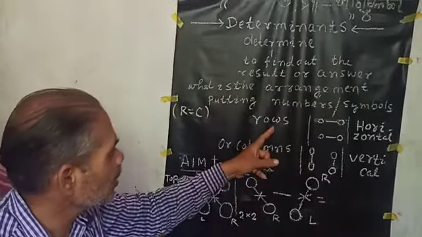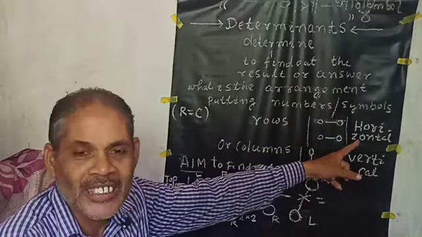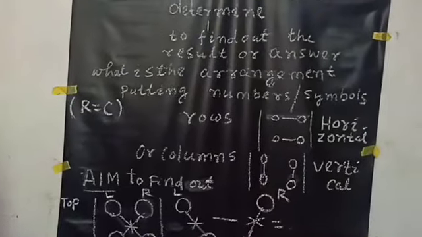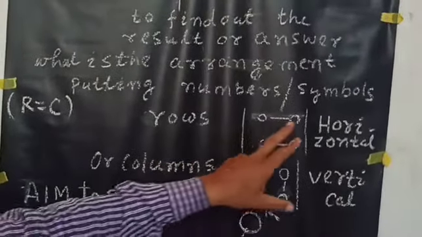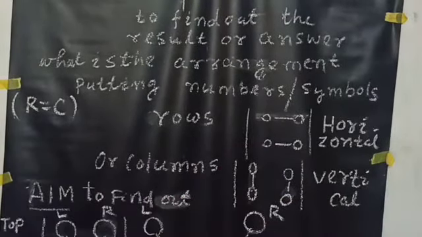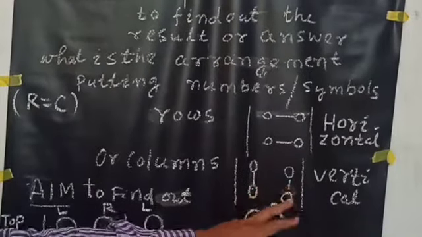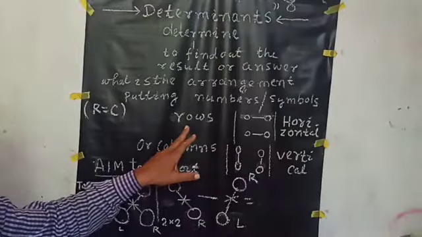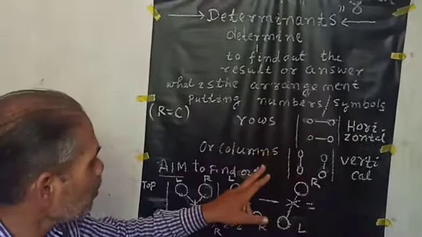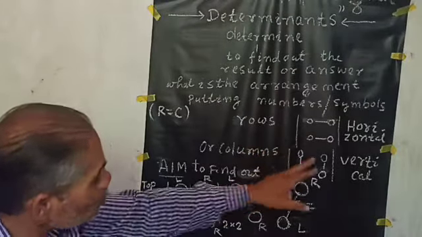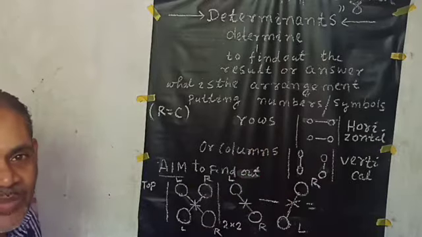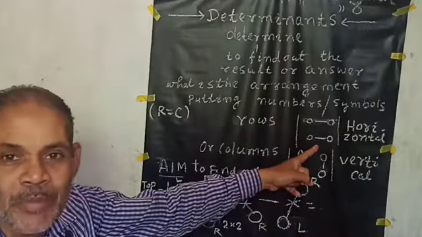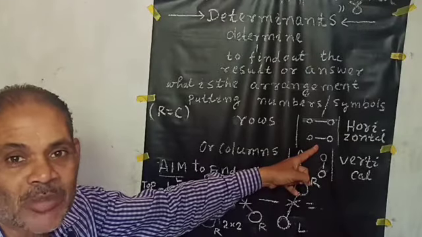Look at the graphs. Horizontal. What is horizontal? Horizontal is parallel to base. This is the horizontal lines and this is the vertical lines. Horizontal lines are the rows of determinant. Vertical lines are the columns of determinants. This is the example of a second order determinant.